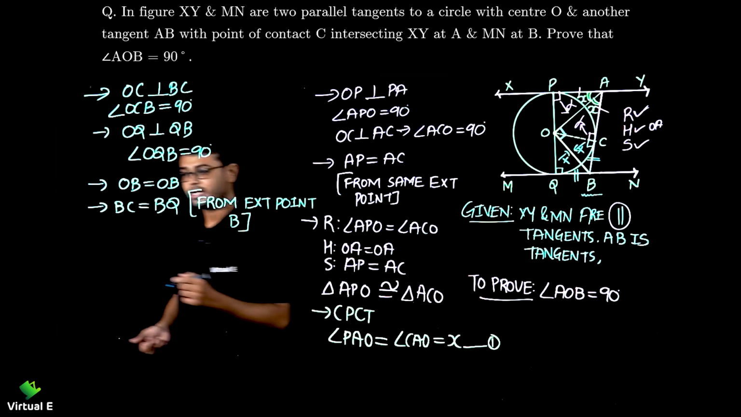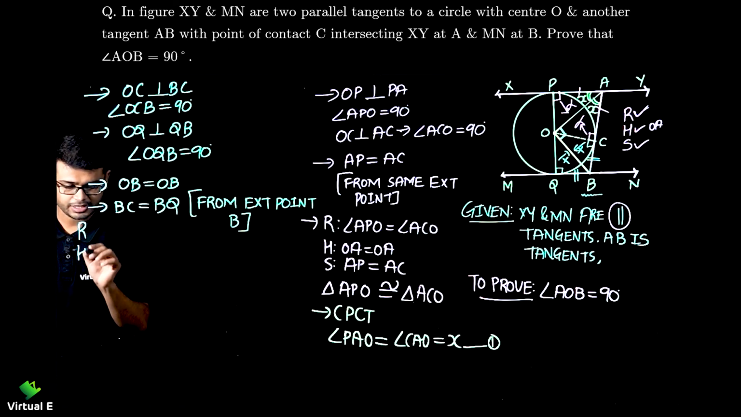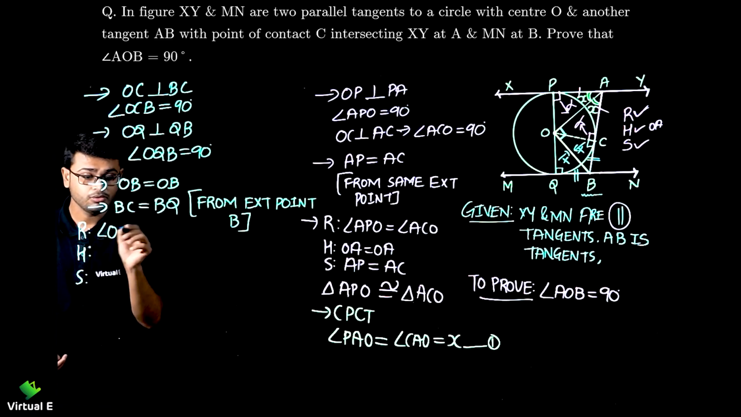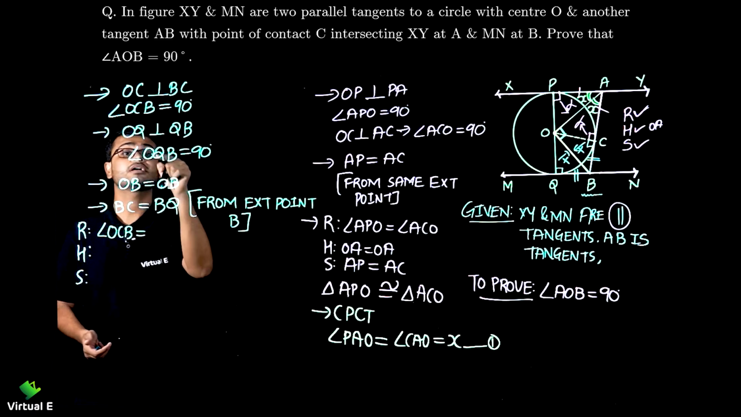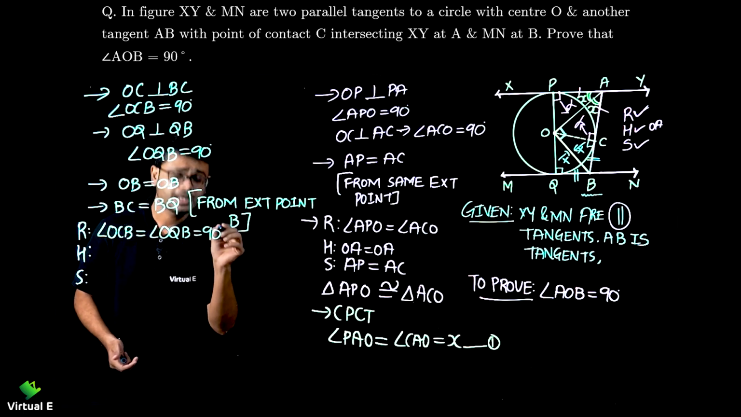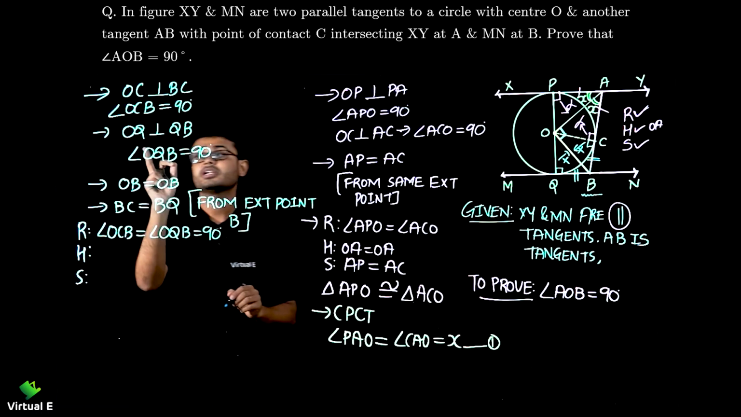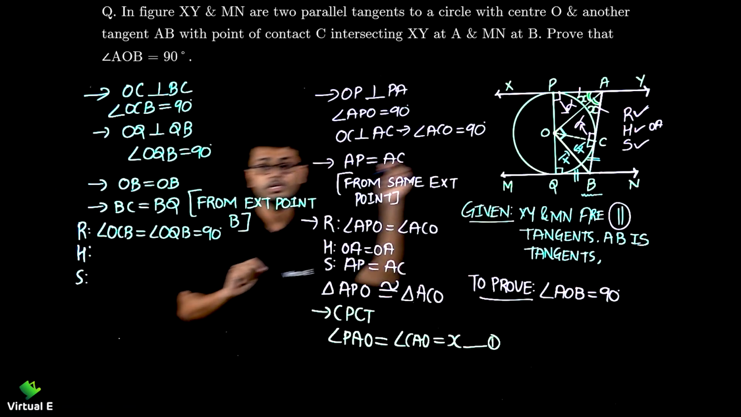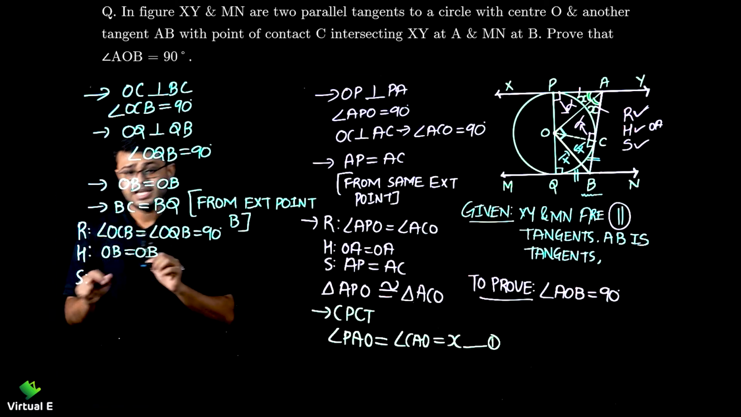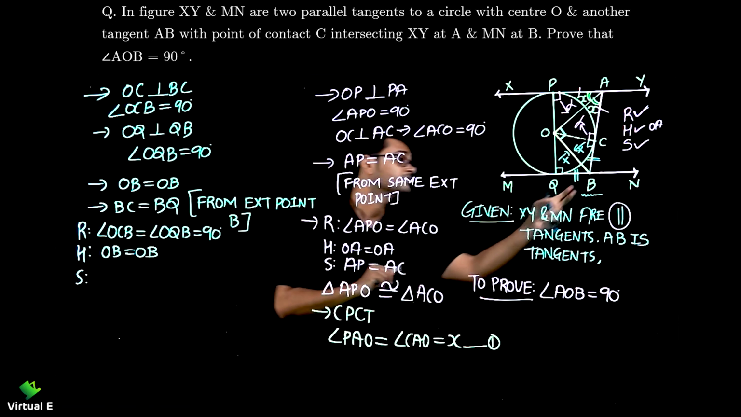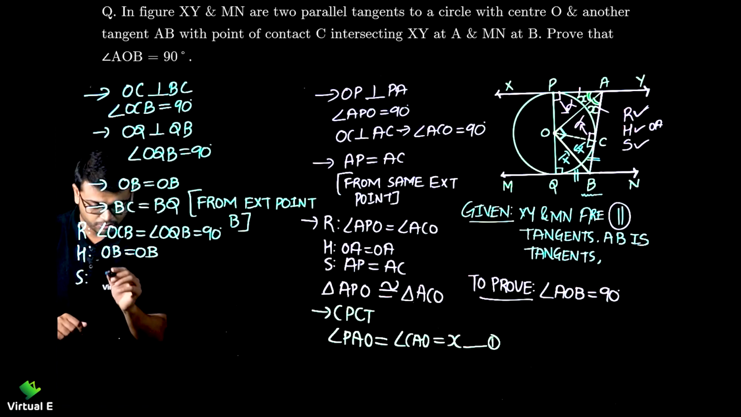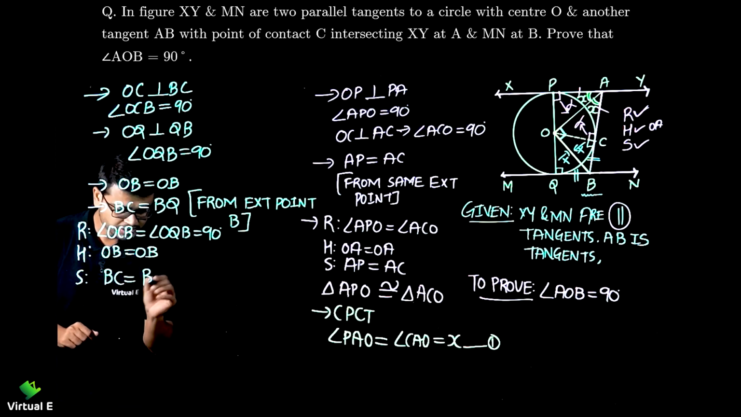So if we write the RHS criterion, the right angle is angle OCB is equal to angle OQB, which is 90 degrees. Right angle is done. Hypotenuse, we know the side opposite, which is OB, is equal to OB. And the last side, what's left? BQ is equal to BC. I have written BC is equal to BQ.